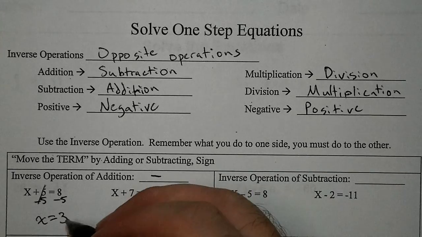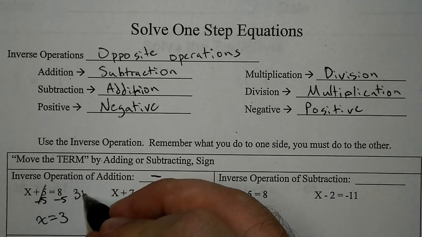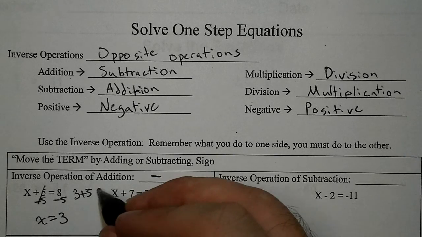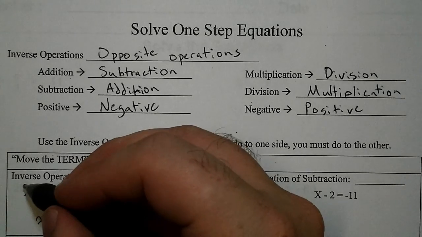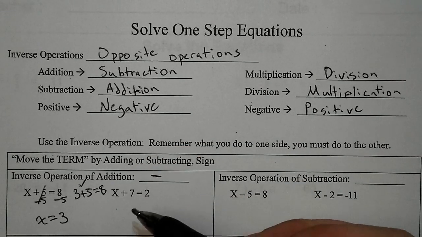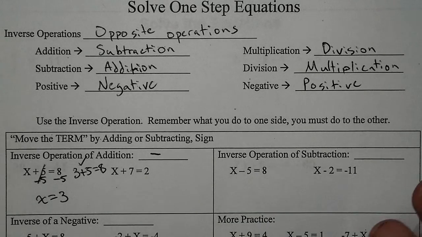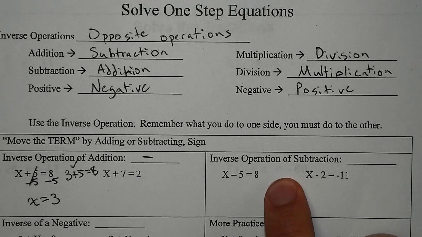Now to check it, all we have to do is plug it back in. So we just do 3 plus 5, and 3 plus 5 equals 8, and x plus 5 equals 8. So we just checked it. Now, second one, I want you to try that on your own. Over here, we're going to move on to this box.